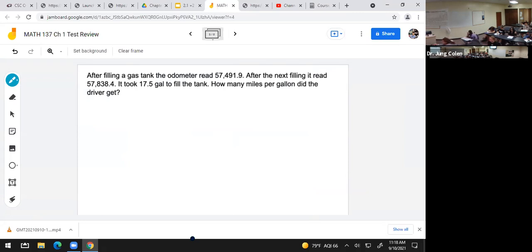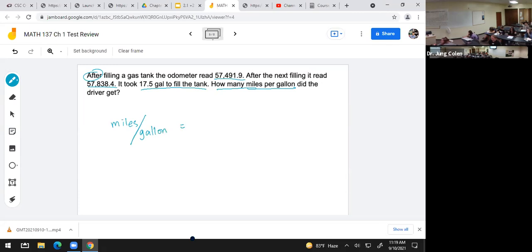Okay, here. After filling a gas tank, the odometer reads 57,491.9. After the next filling, it read 57,838.4. It's increasing, right? It took 17.5 gallons to fill the tank. And it's asking, this is important information too: how many miles per gallon did the driver get? So it's asking miles per gallon. The hint is already given.